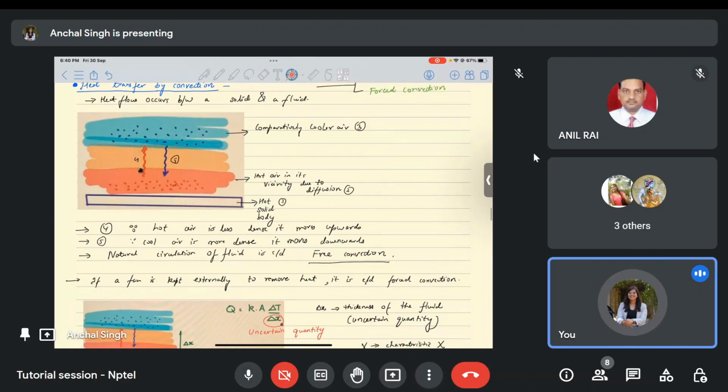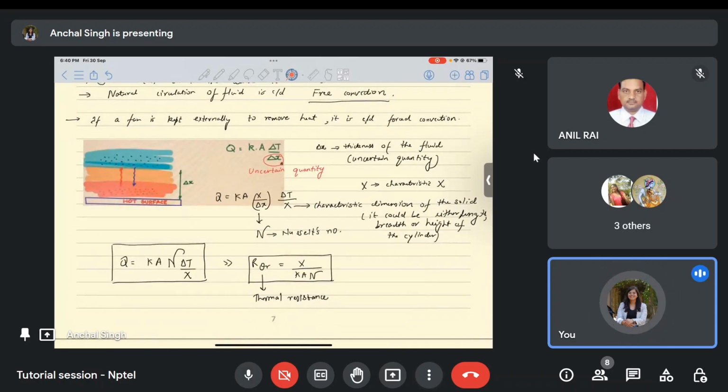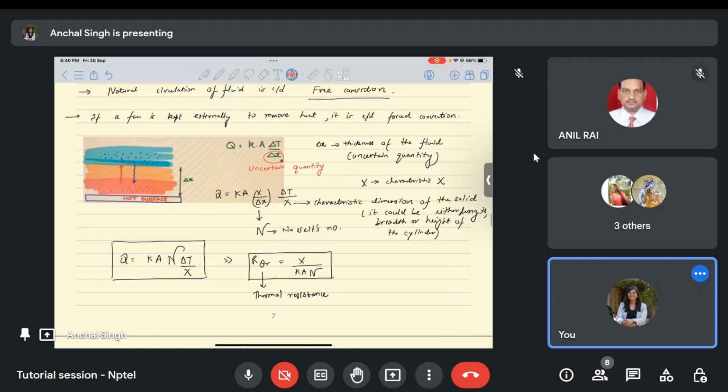This is what is called free convection, because we are not putting any external thing; we just kept the hot body in air, and this happens naturally, therefore it's called free convection. Now when you talk about convection, we cannot still use the same formula. Based on the basic thermal relationship, we modify the formula by adding a parameter called the characteristic dimension x. If you multiply and divide by x, then X by delta X is a number called Nusselt's number.